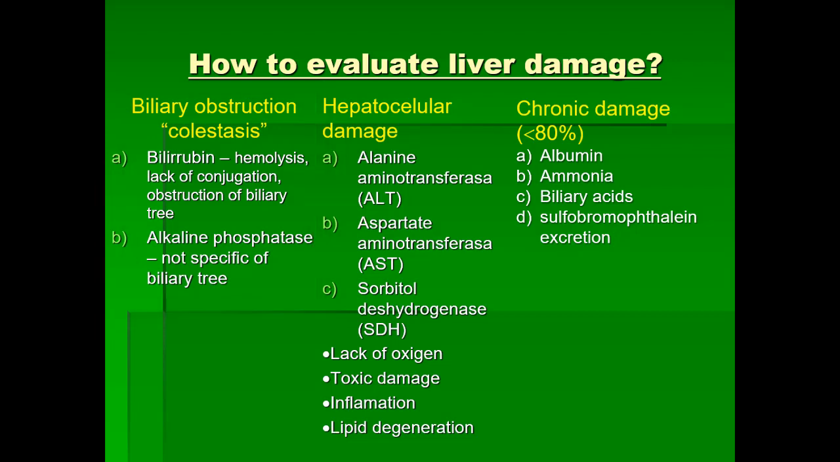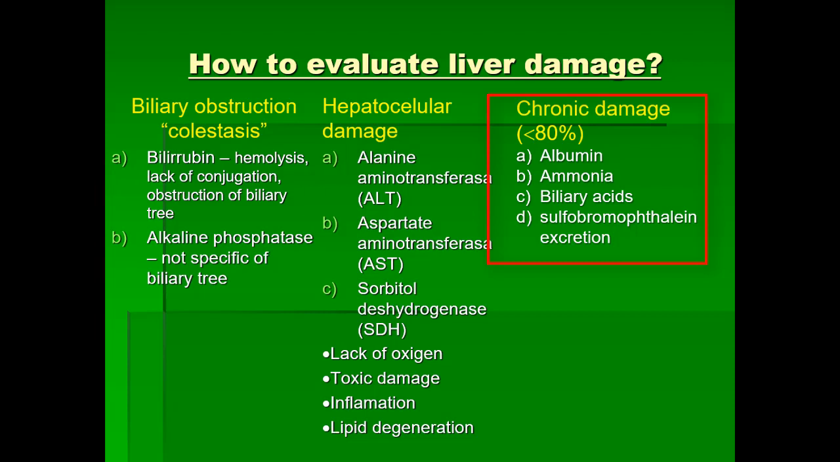And when there is chronic damage in which about 80% of the liver may still be viable, 20% of the liver may still be viable, there are other things that can be found commonly. One of them would be albumin, maybe very low because there is not enough production, and this is an indication or evidence of a terminal stage of the liver disease.